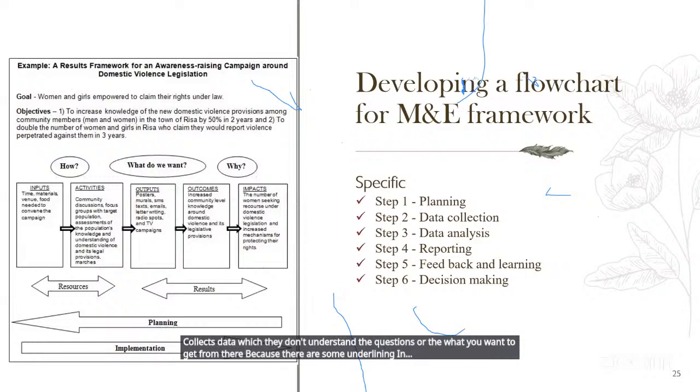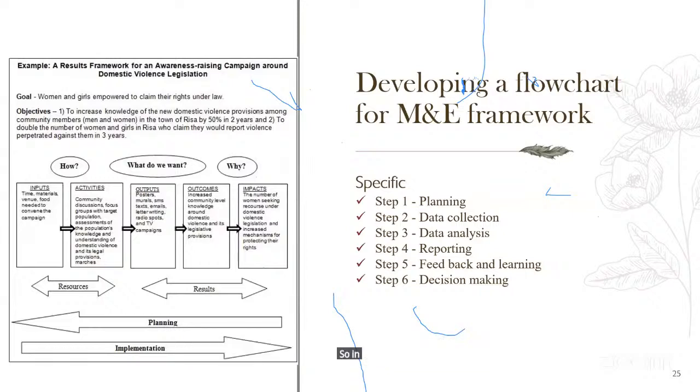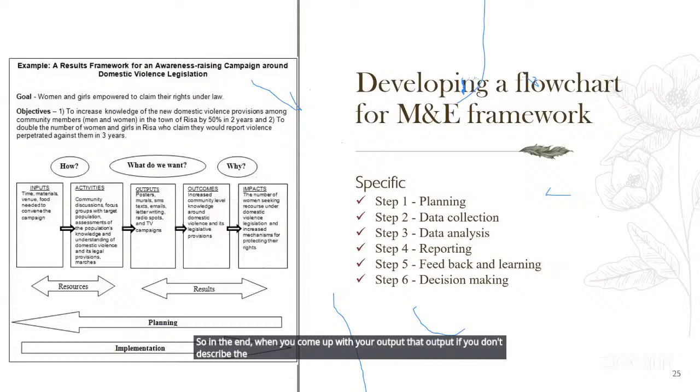things that the farmer in his own mind or in his own way is also thinking: who is this guy? What does he need this data for? Can I give him the correct information? So in the end, when you come up with your output, if you don't describe correctly the processes that took place, people will start doubting.